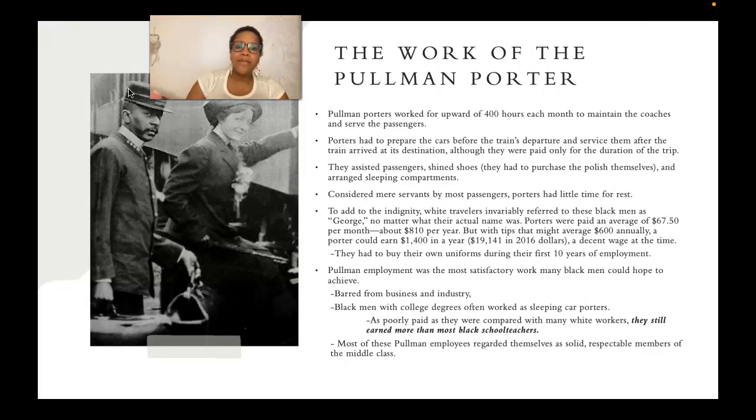And Pullman employment was the most satisfactory work that any black man could hope to achieve. Many black people were barred from business and industry, right? So we see black men with college degrees often working as sleeping car porters, even though they were poorly paid, right? Compared to many white workers, they still earned more than most black school teachers. Most of these Pullman employees regarded themselves as solid, respectable members of the black middle class, and they were, right?